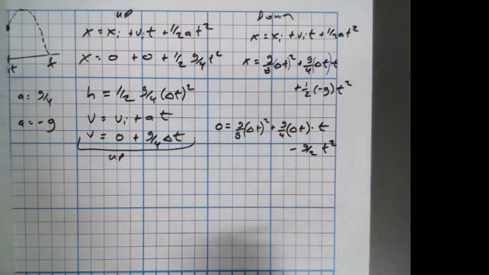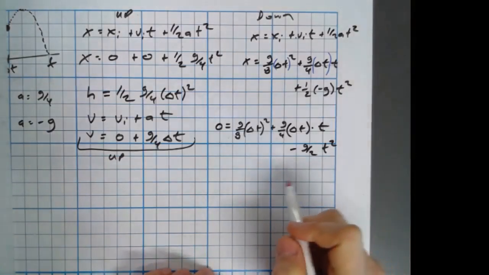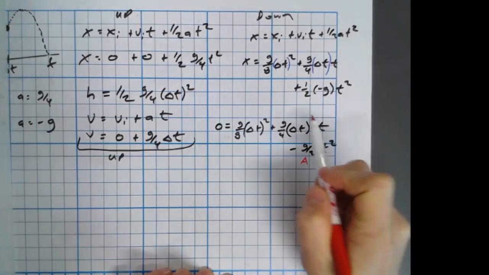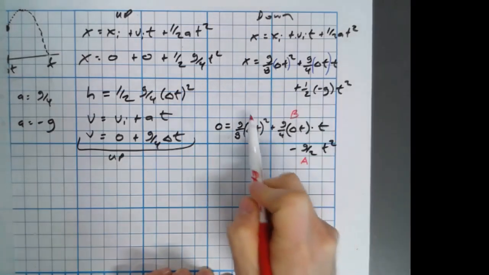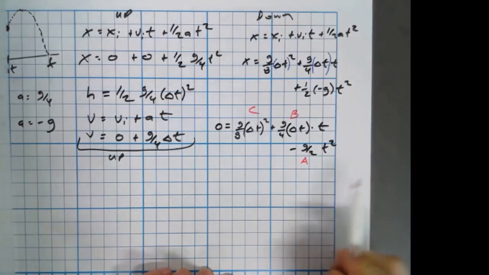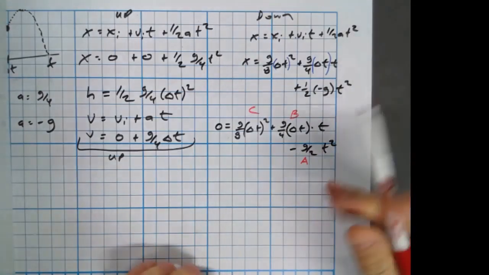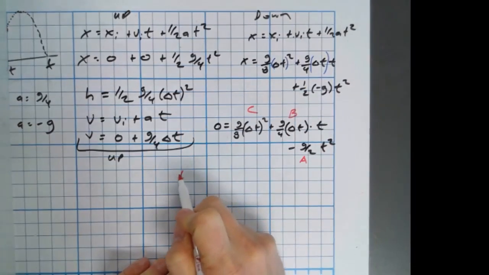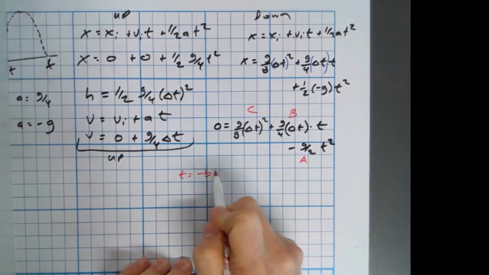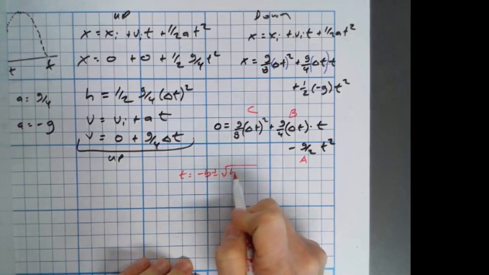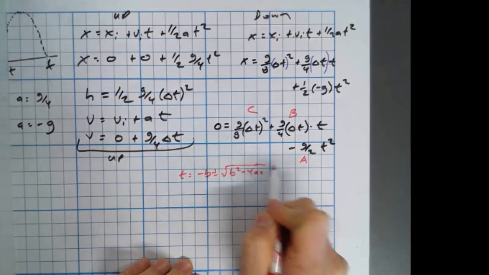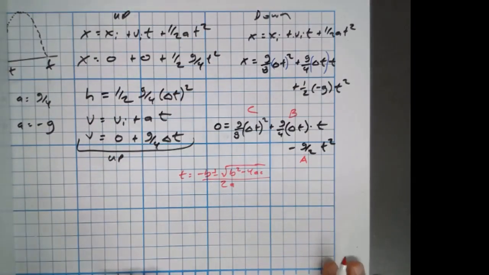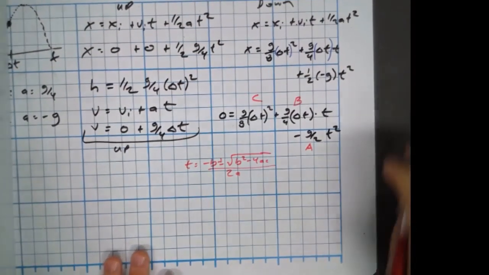So remember that the general form for a quadratic is ax squared plus bx plus c. So this is the a, that's the b, and that's the c. So I want the time that makes this true: t equals negative b plus or minus the square root of b squared minus 4ac, all divided by 2a. So now I'm going to have to plug all that stuff in, and it's going to get a little bit hairy with this algebra here.